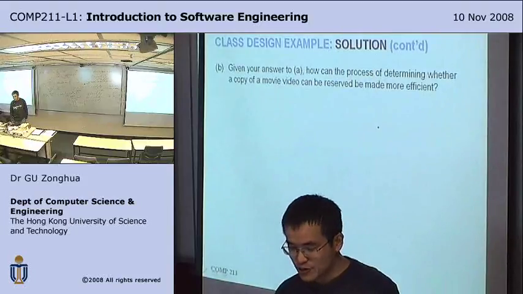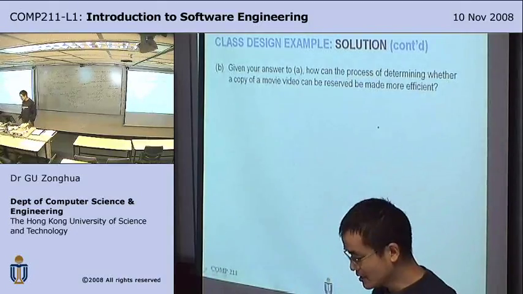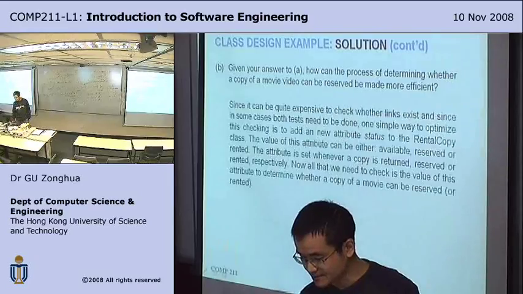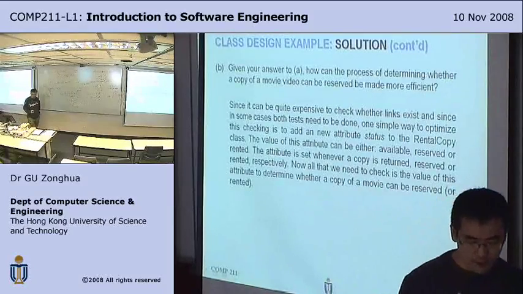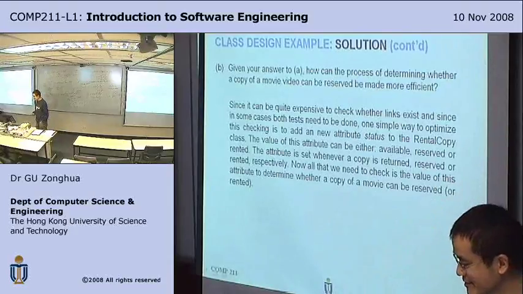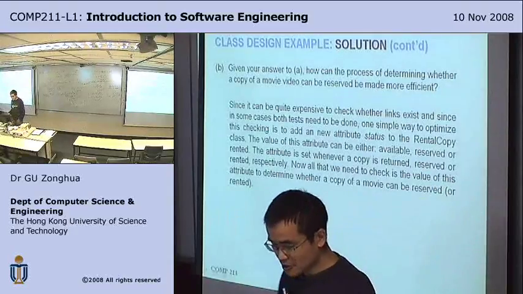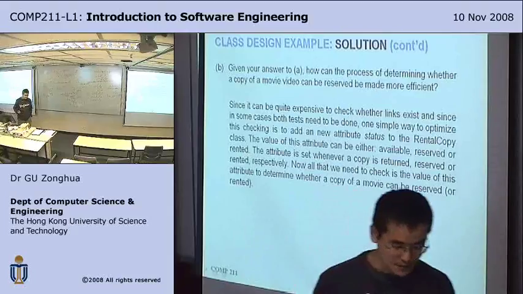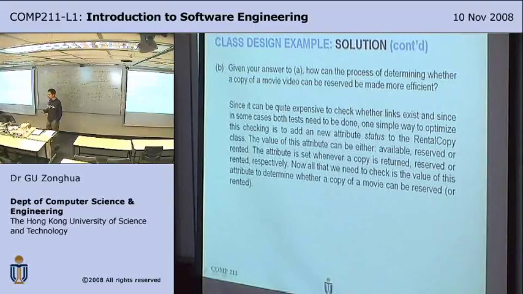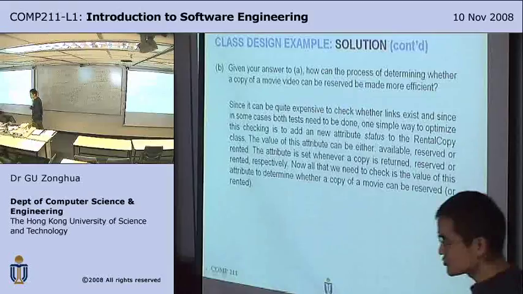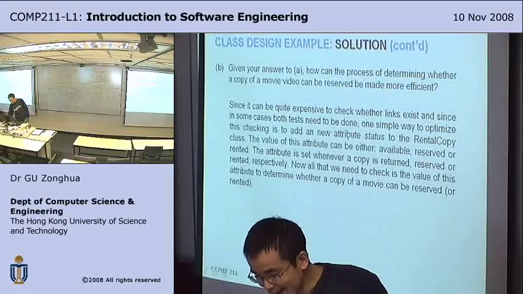So how do you speed up the process? Optimize the design classes. It can be quite expensive to check whether links exist, and in some cases both tests need to be done. Because if you check whether a database link exists, you need to traverse the entire table to check for links. So it can be expensive.